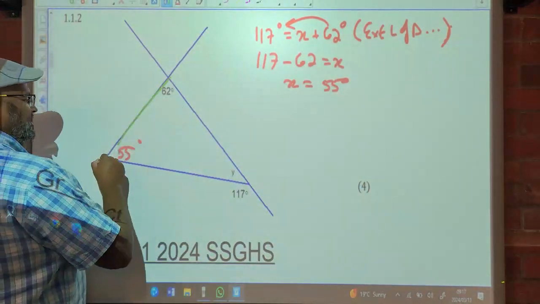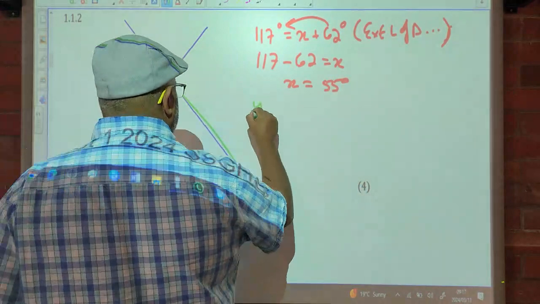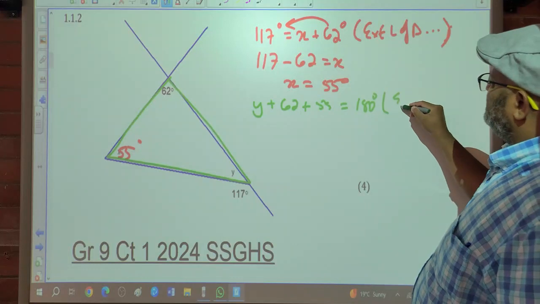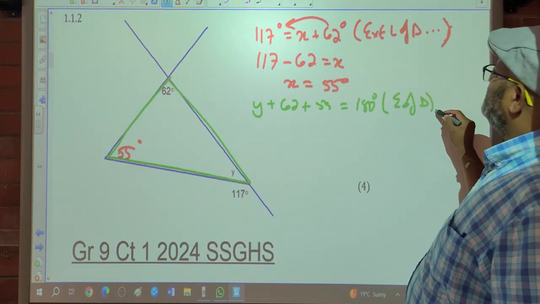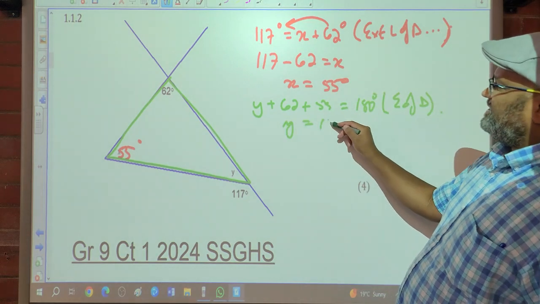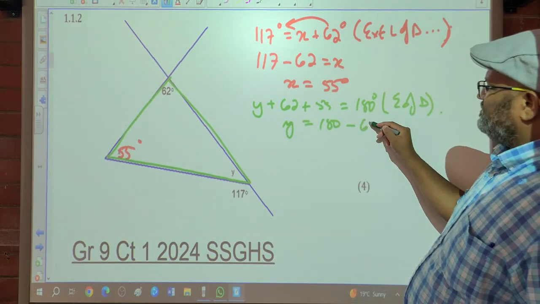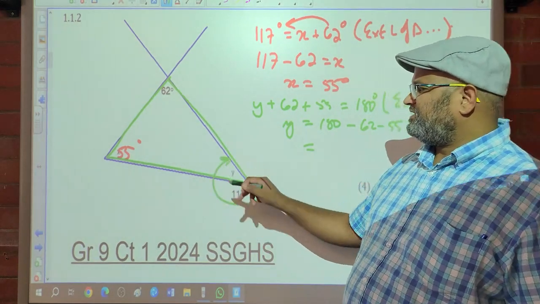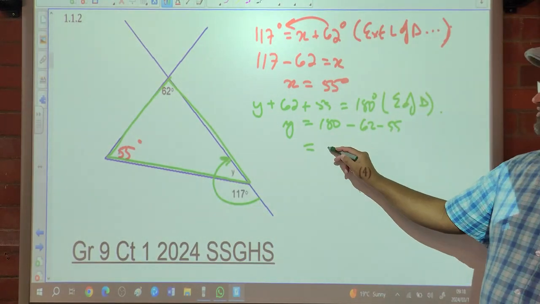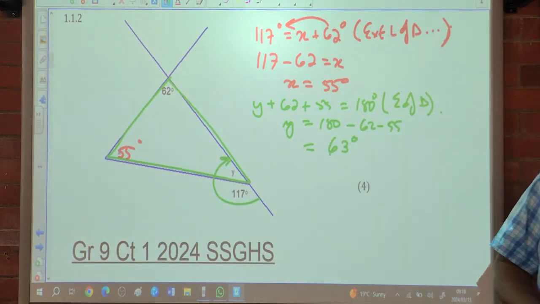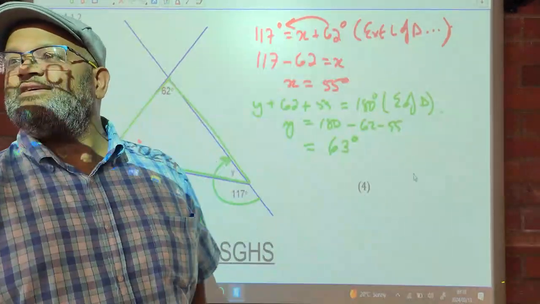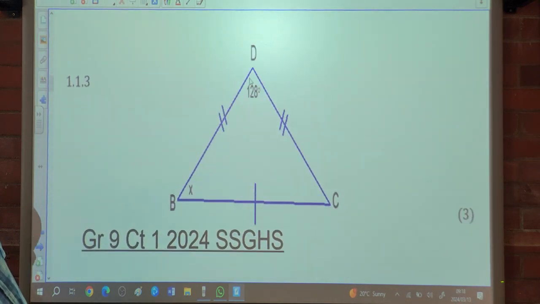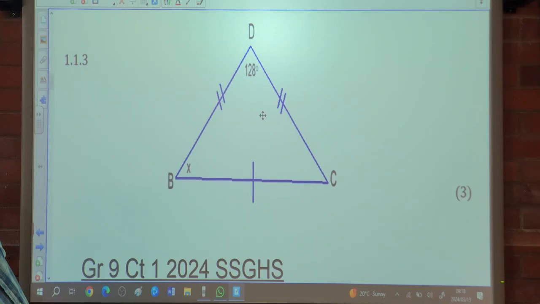For calculating y, I'm going to go with sum in triangles. So y plus 62 plus 55 is equal to 180. Sum of triangles. So y is equal to 180 minus 62 minus 55. I could have gone with angles on a straight line. It's easier, no? So y is 63. Any confusion there? It was too easy.